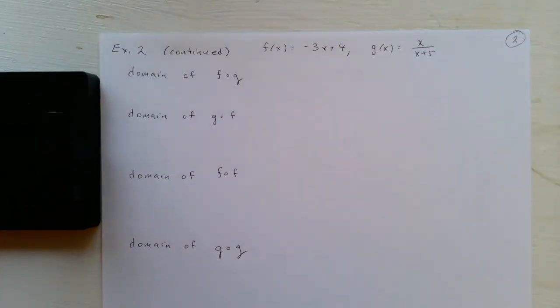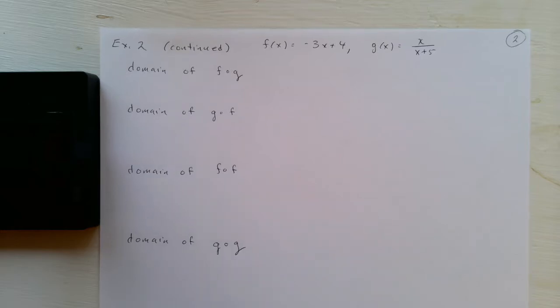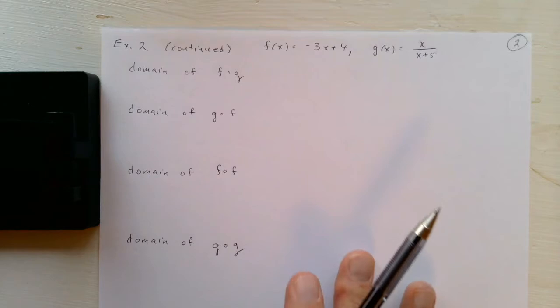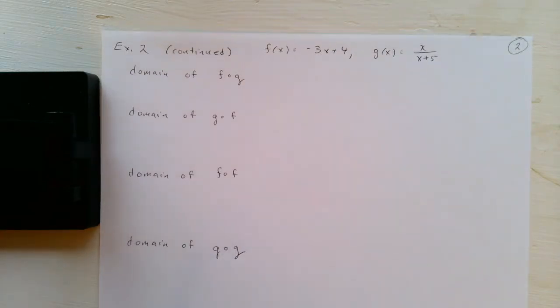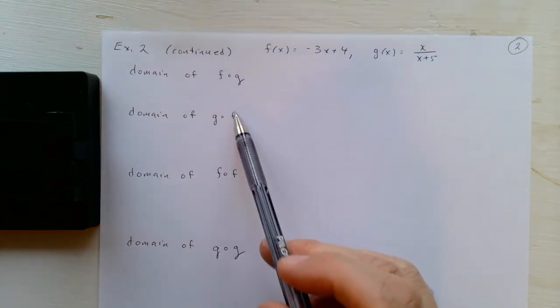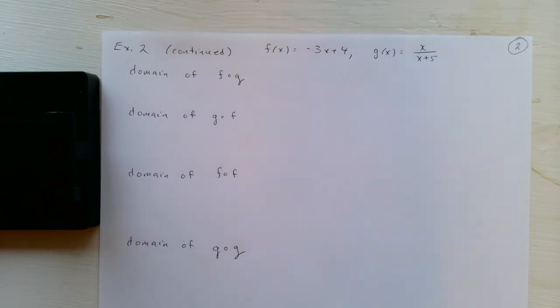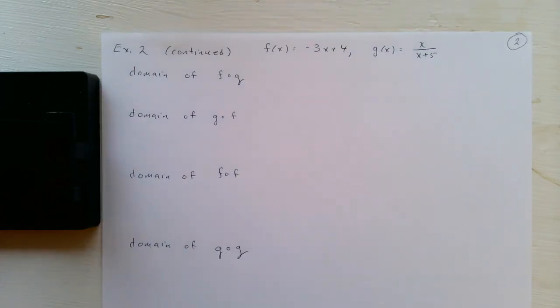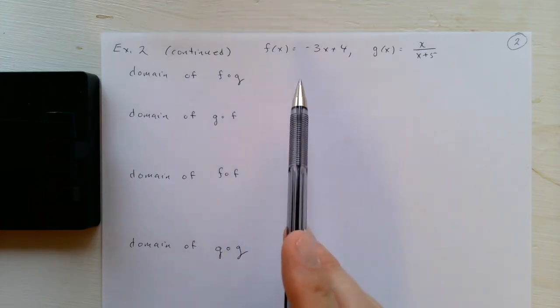Okay, continuing with example 2, now what we're going to do is take the same functions and try to find the domains of these 4 compositions. You'll see it's going to involve computing the formulas for these functions like we did before, but we just have to think a little bit about where everything is defined. So once again, we'll find these compositions.